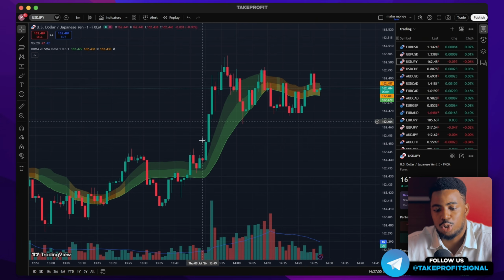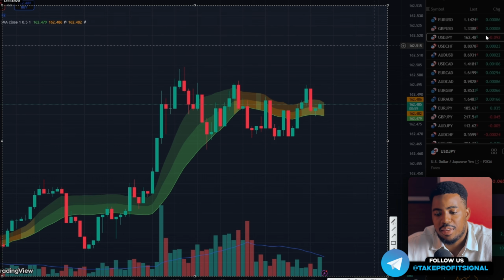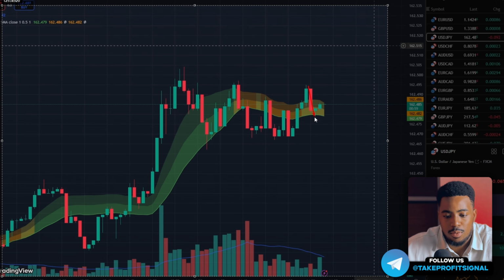So for the currency pair USD JPY, I found an interesting situation for execution. In this case, we have an upward trend. The market has stabilized and we have started a good calm movement. The price has entered this level.